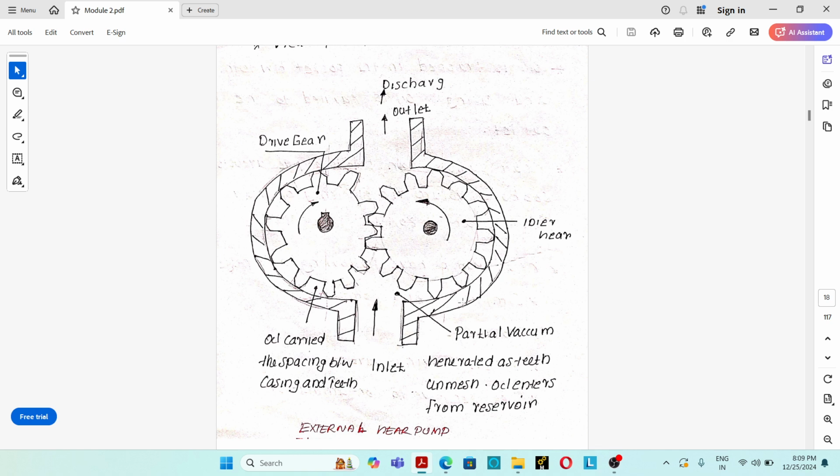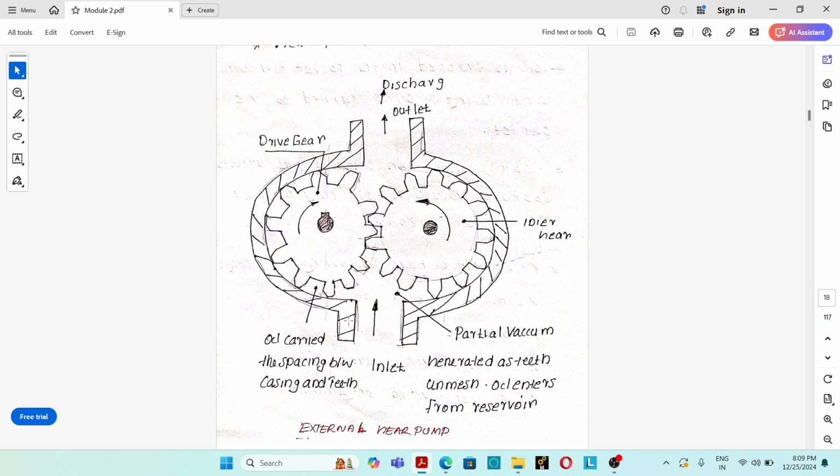See, an external gear pump consists of two intermeshing spur or helical gears mounted inside a casing. That's the first point. So this is the casing, and these are the intermeshing spur or helical gears that are mounted inside the casing.